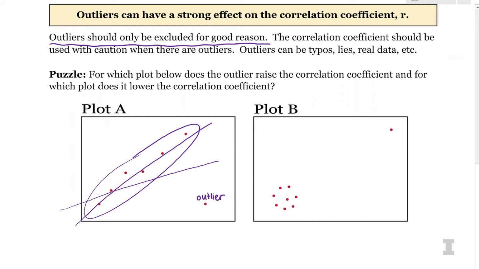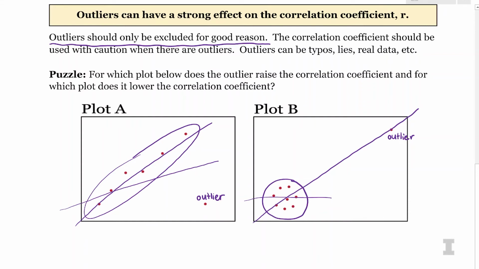In plot B, we see the opposite. We see this group of points right here that basically has no correlation. And then we have our outlier way up here at the top. If I include the outlier, it's going to make it look like there's a nice positive correlation. But if I don't include the outlier, if I covered it up, there's basically no correlation between those points.